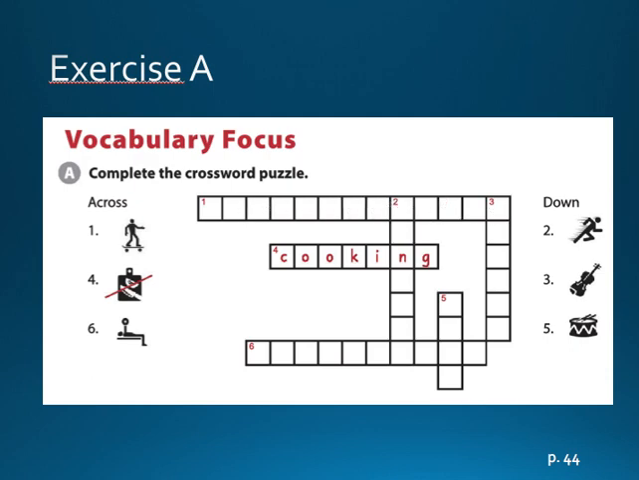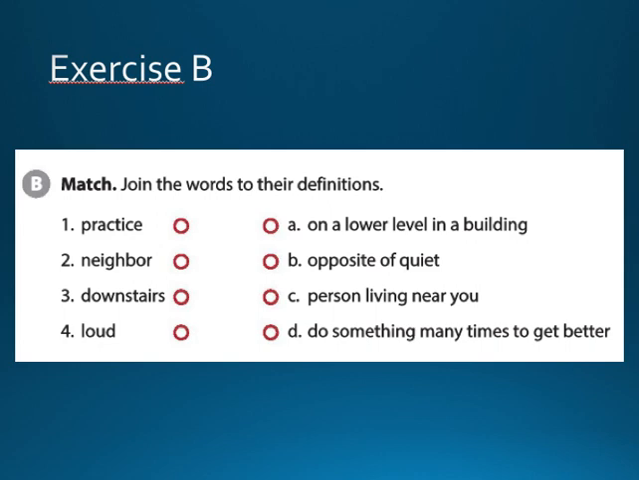On exercise B, we need to join or match these words with these meanings. So for word number 1, we have practice. We need to match it with the meaning that belongs. In this case, it's letter D. Do something many times to get better. That is practice.